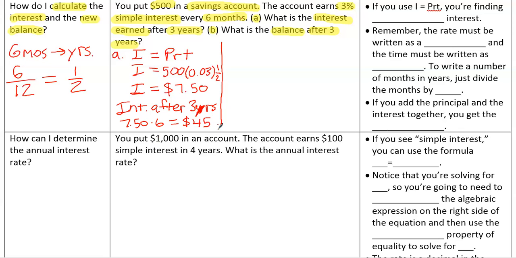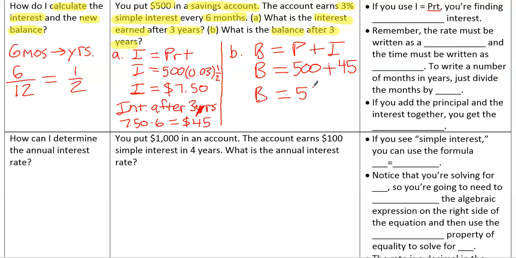All right. Cool. Now for B, for the balance, what's the balance after 3 years? Well, balance, I think it's capital B, is equal to the original amount that was invested, principal, plus the interest. So now all we have to do is substitute in for the principal, the $500 that were originally invested, plus the $45 that was earned in interest, and we get a balance of $545.